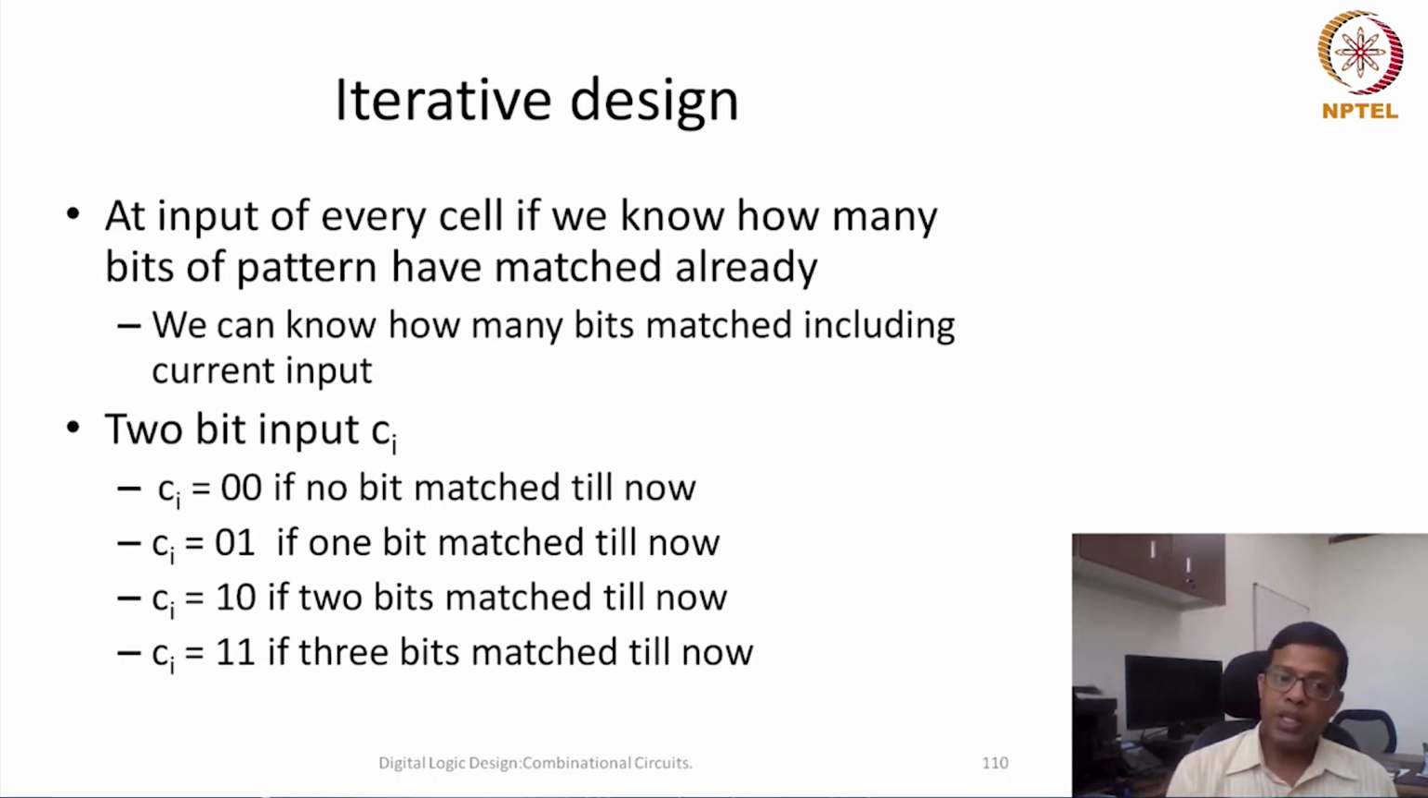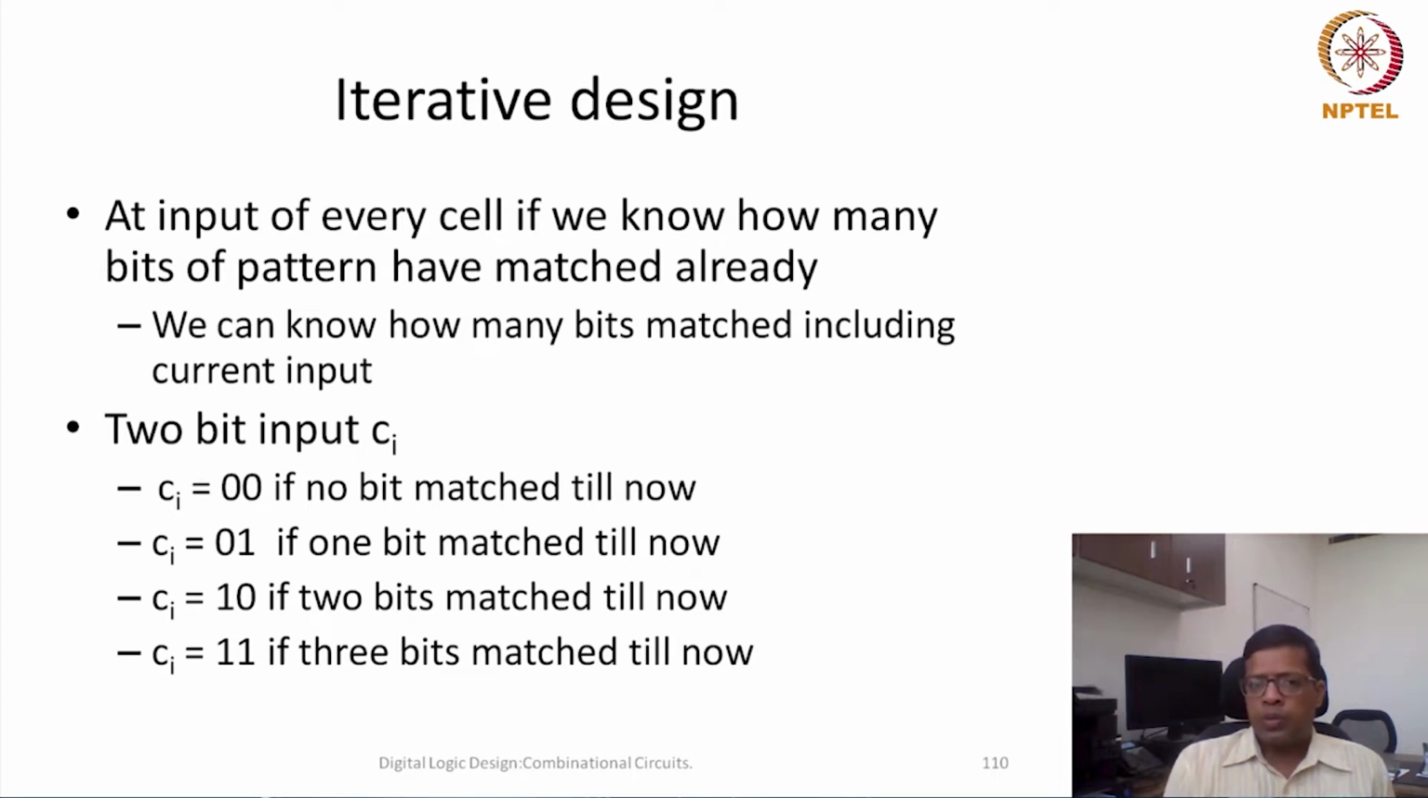I'll repeat this particular question again: why are we not keeping another piece of information that all 4 bits have matched till now? Since this is an iterative design, the output of this iterative cell would be given as an input to the other one. So the information that all 4 bits have matched is of no value to the input circuit. For the input circuit, I just want to understand whether one of the previous bits, or 2 bits, or 3 bits of the pattern has matched.